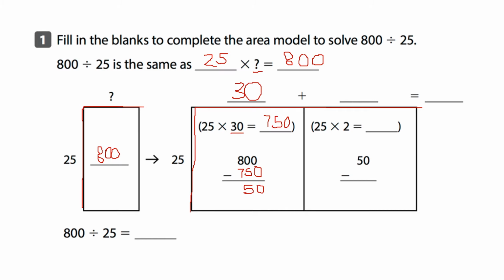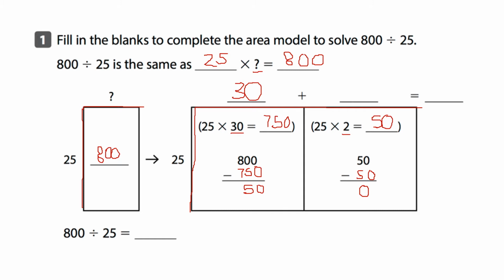I have 50 left over after my estimation. And so 50 goes in this box to the right. I know 25 goes into 50 2 times, and they already wrote that out for you. 25 times 2 is exactly 50. 50 take away 50 is 0, which is why there's no other box, because we're done with the problem.